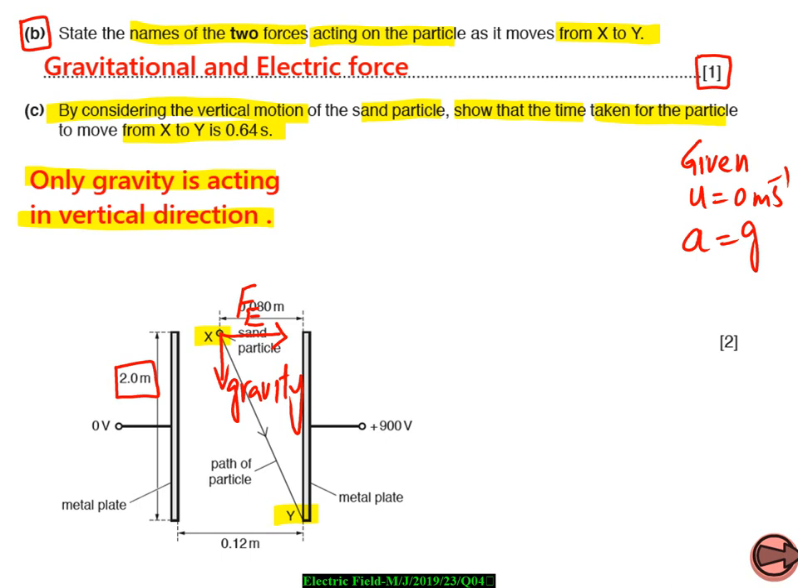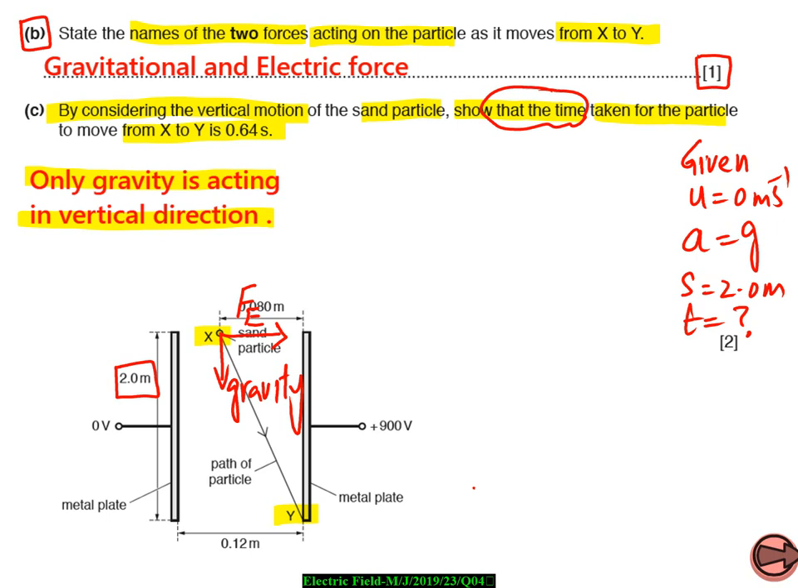Now, before we find the relationship between u, a, s and t, we need to be very clear about whether the force acting on the particle is constant or not. In this case, gravity is acting on the particle and this force is constant. If this force is constant, it means a is also constant. Constant simply means that it has just one value.